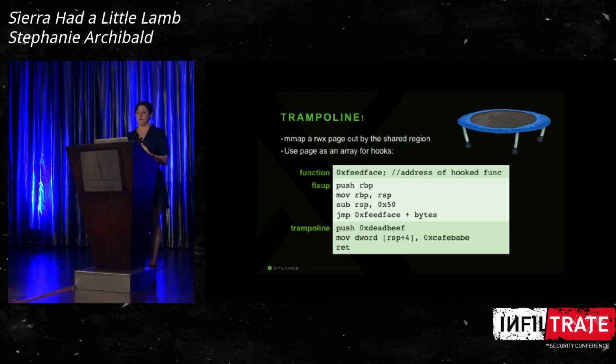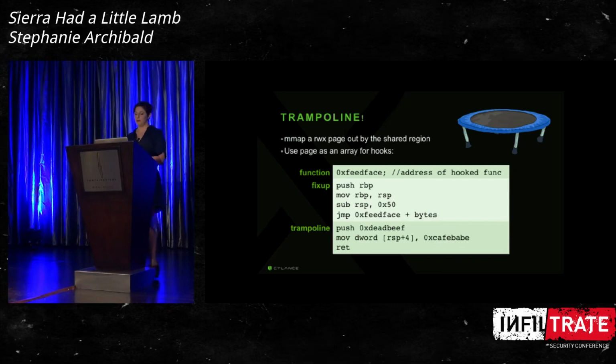So what I did is I just mapped a read-writable page out by the shared region, and then I used that for an array of hooks, basically. And this here is just a representation of my struct in memory, right? So I saved the function pointer that I'm overriding, so that way I could basically walk through these structs to find a hook that I want if I need to in future.